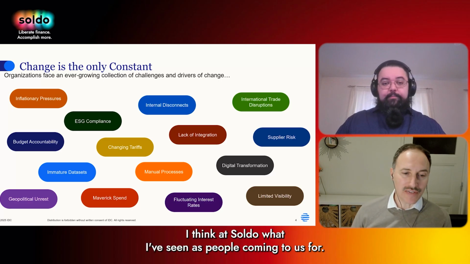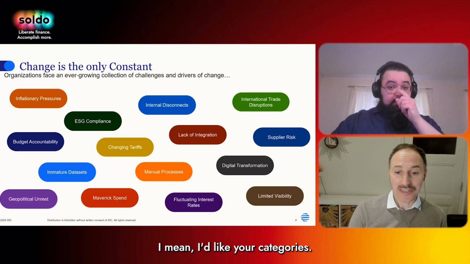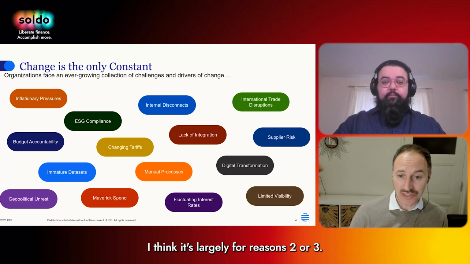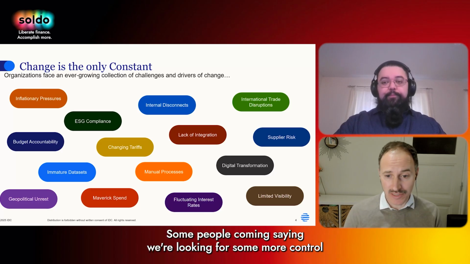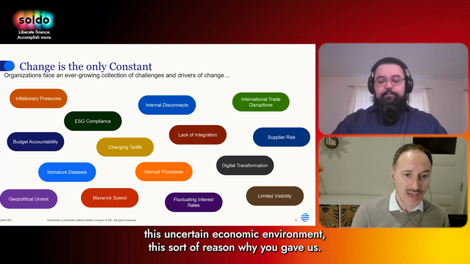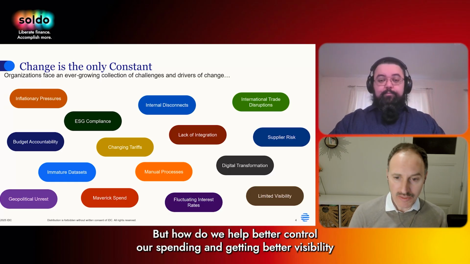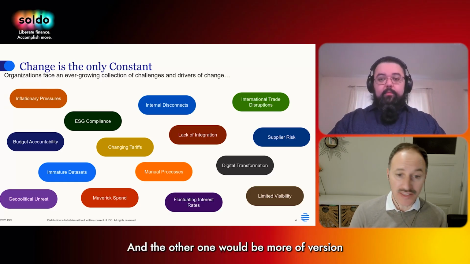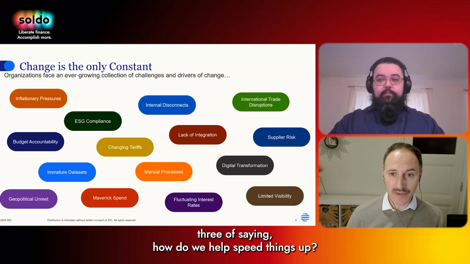Interesting. I think at Soldo, what I've seen is people coming to us for, I like your categories, largely for reasons 2 or 3. Some people come saying, we're looking for more control in this uncertain economic environment, the reason 1 you gave. How do we better control our spending and get better visibility of it? And the other one would be more operational, like reason 3: how do we help speed things up?